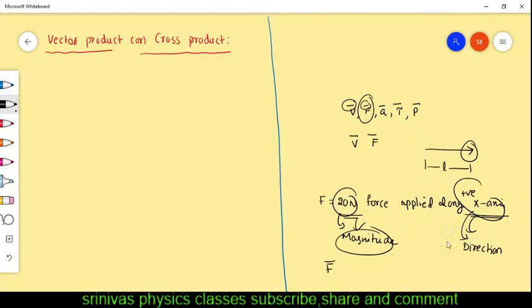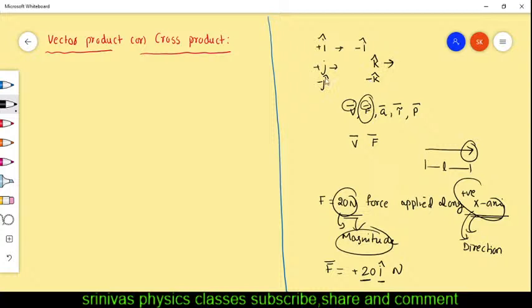Like this we can express it: plus 20 i cap. This 20 is the magnitude. This i cap indicates the positive x-axis. To indicate the positive x-axis, we write plus i cap. To indicate the negative x-axis, we write minus i cap. j cap indicates the positive y-axis, minus j cap indicates the negative y-axis. k cap indicates the positive z-axis, minus k cap indicates the negative z-axis.